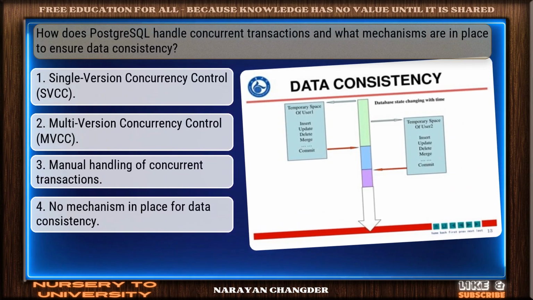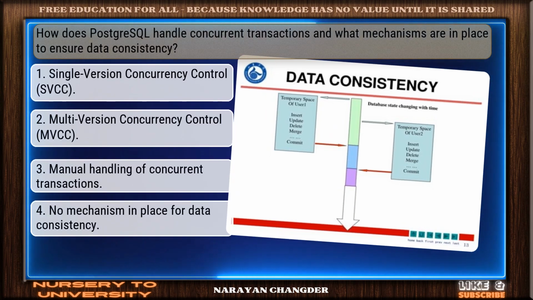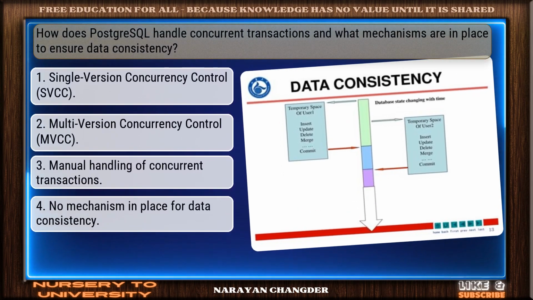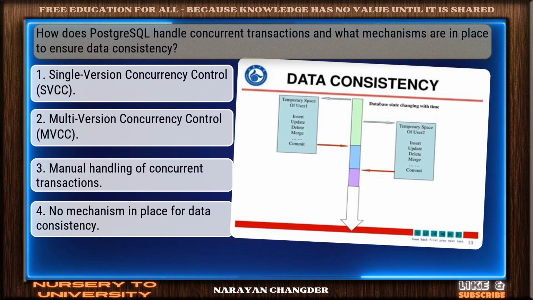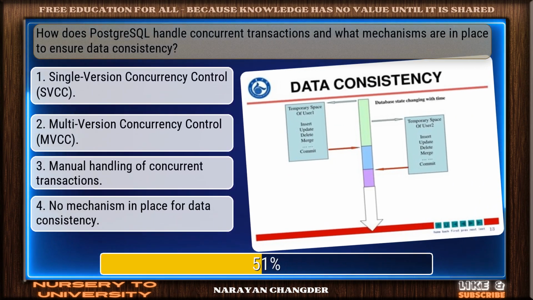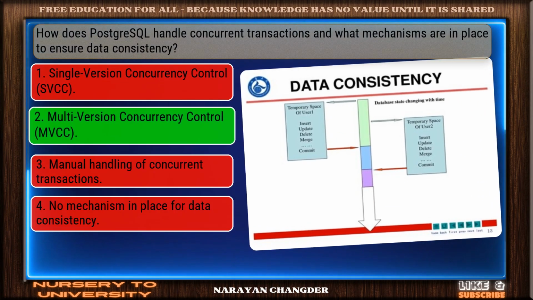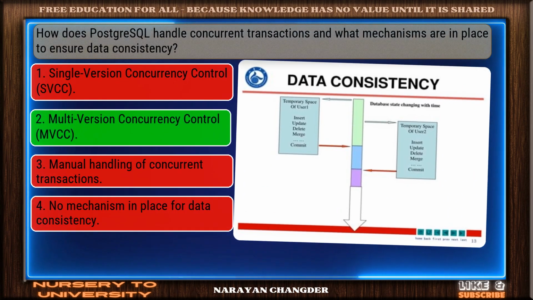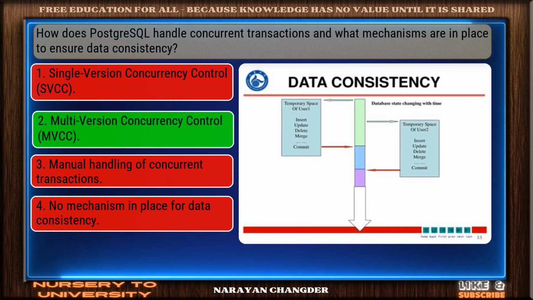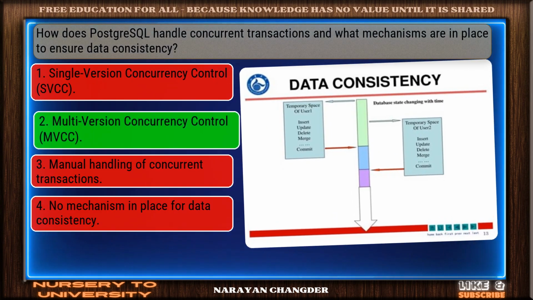Question number 6. How does PostgreSQL handle concurrent transactions and what mechanisms are in place to ensure data consistency? On track. Multi-version concurrency control is the correct answer.